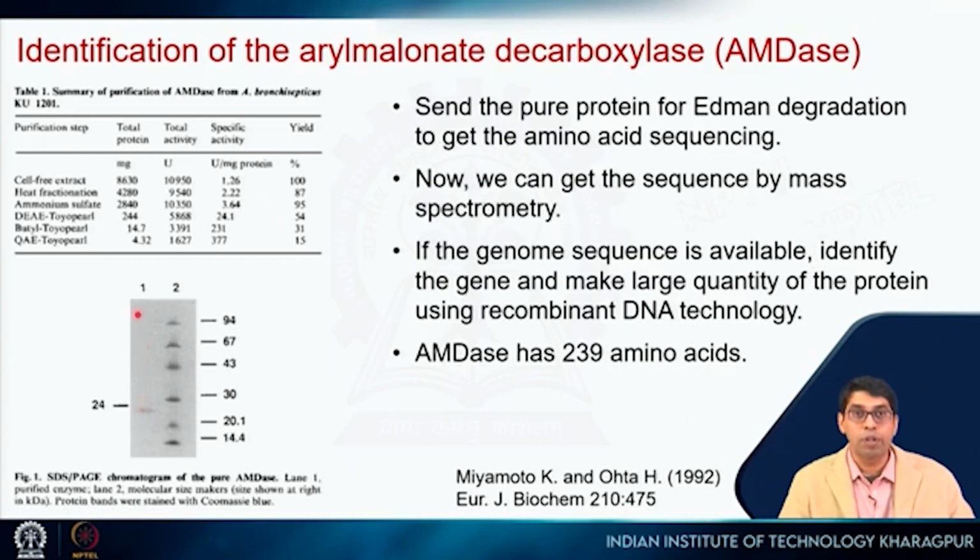And then finally they used SDS page to see that yes, what they have at the end is a pure protein. They do not see any other band, they see only their protein, right? Then they went for Edman degradation to get the amino acid sequence. But these days we would go for mass spectrometry. Okay, so that is all for today. Thank you.